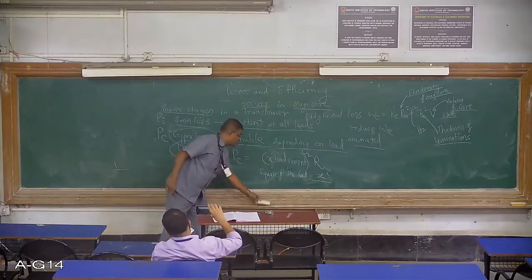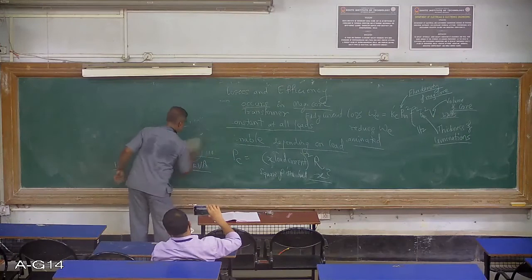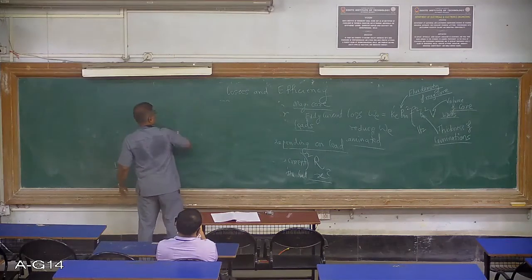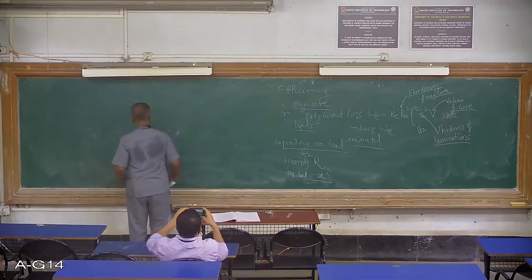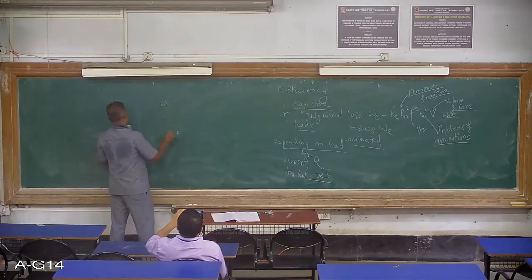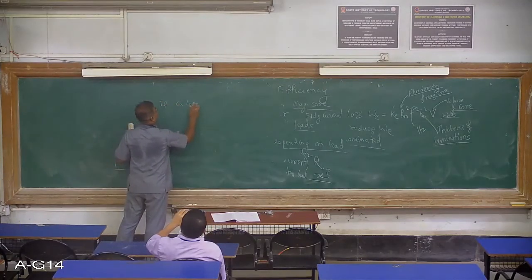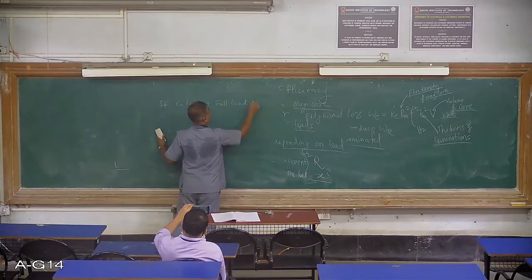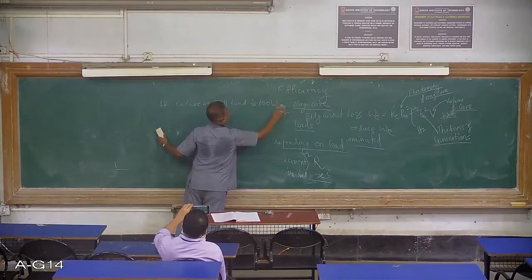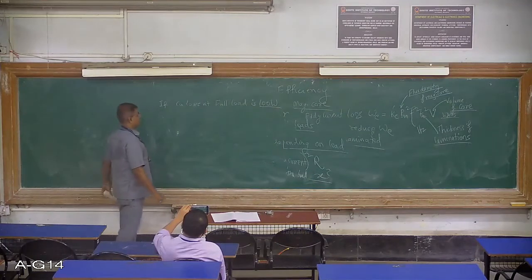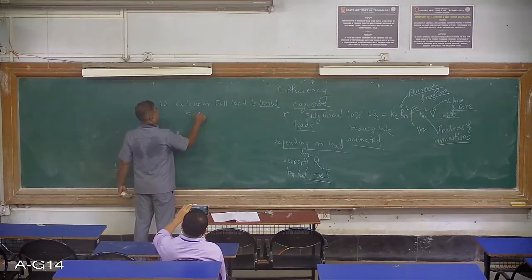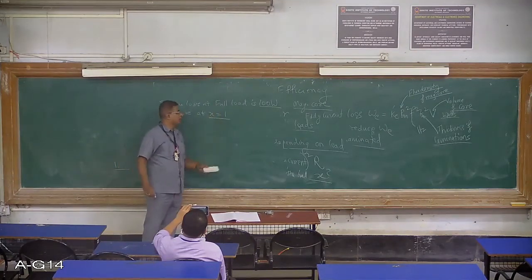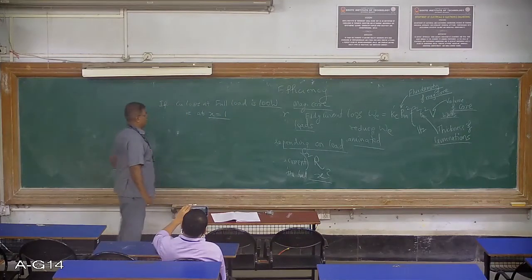To give a clear idea regarding this, which is useful in solving problems, if the copper loss at full load is 100 watts, that is at x equal to 1. X equal to 1 means full load. Copper loss is 100 watts.